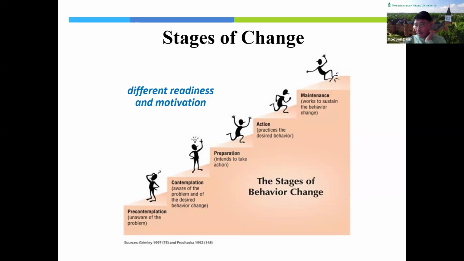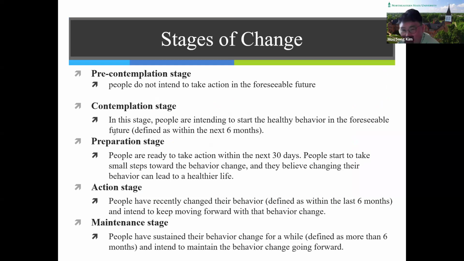In the pre-contemplation stage, people do not intend to take action in the near future. So there is no intention to change their behavior. And the next stage is the contemplation stage. In this stage, people are intending to start the healthy behavior in the near future, defined as within the next 6 months. So people might have some kind of weak intention to change their behavior within 6 months, right?